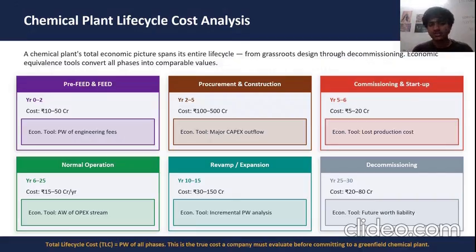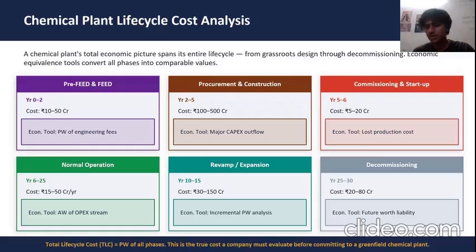So in this slide, I'm going to explain one of the most important ideas in chemical engineering economics, which is that a plant should not be evaluated based only on its initial cost, but on its entire life cycle cost. A chemical plant typically operates for 20 to 30 years, and during this time, costs occur at different stages. So we divide the life cycle into phases.